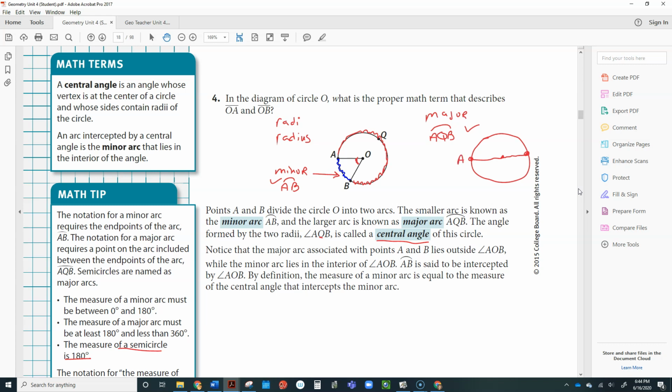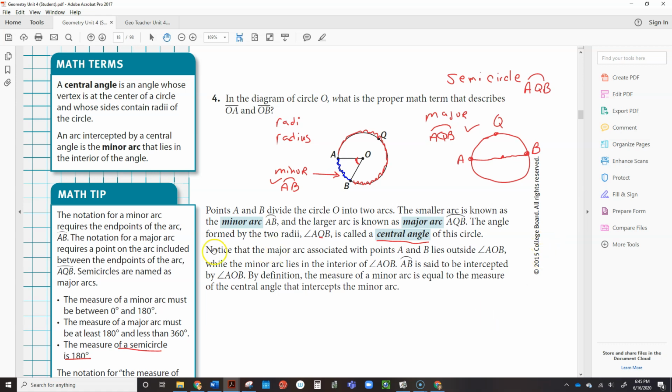And just like a major arc, we have to have 3 letters to name it. So we would say semicircle AQB. I don't know if y'all can hear my dogs chasing each other. They're psycho. And of course, all semicircles are 180 degrees. Anytime a diameter cuts the circle, it cuts it into 2 semicircles.